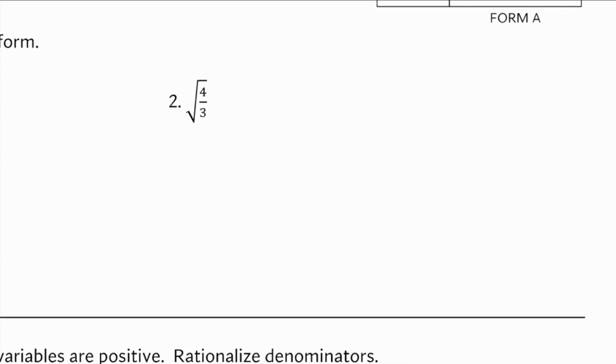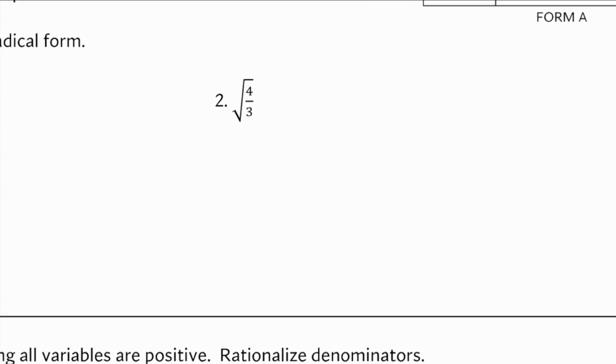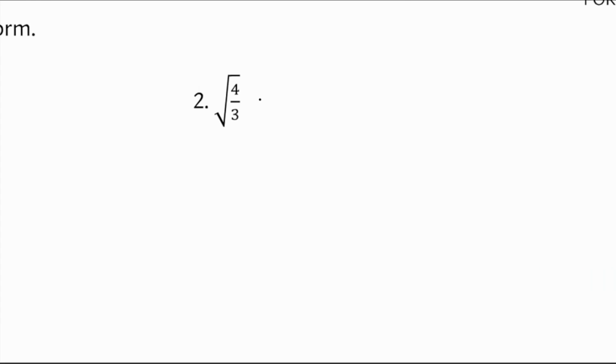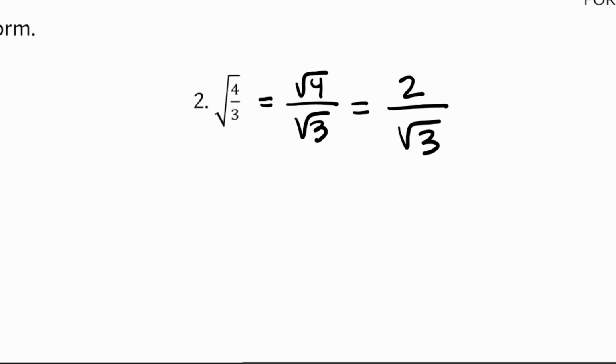The second one is the square root of 4/3. So that's where we're going to say, all right, well, that's the square root of 4 over the square root of 3. And that's 2 over the square root of 3. That's halfway there, right? We got to simplify this by rationalizing the denominator as well. Simplified radical form is no unreduced radicals and no radicals in the denominator.